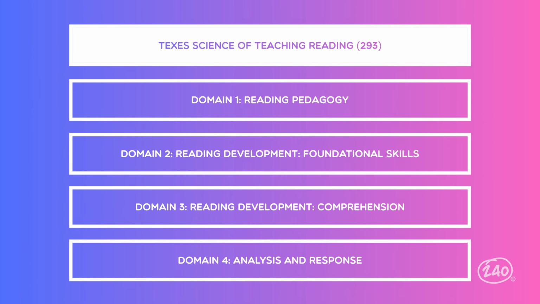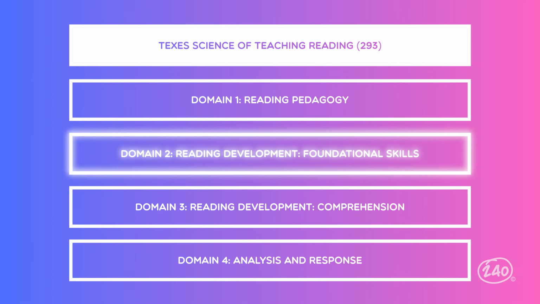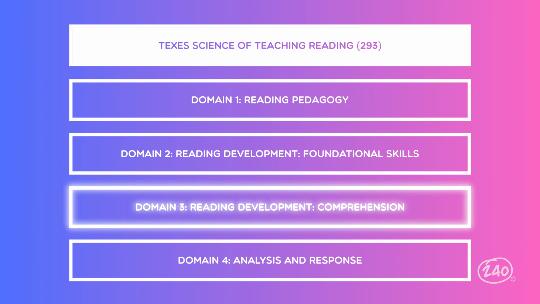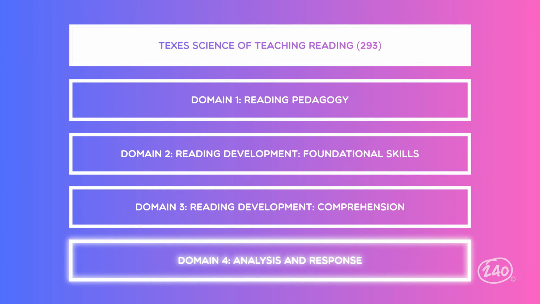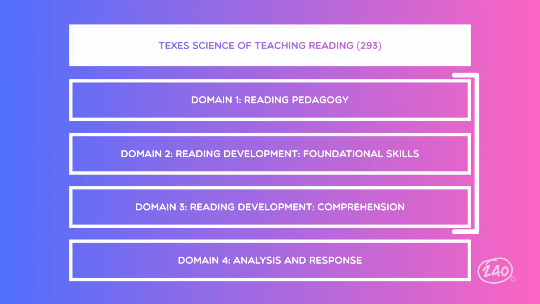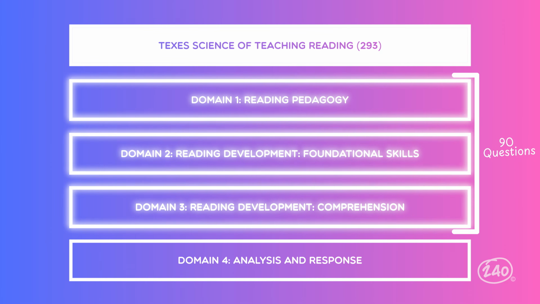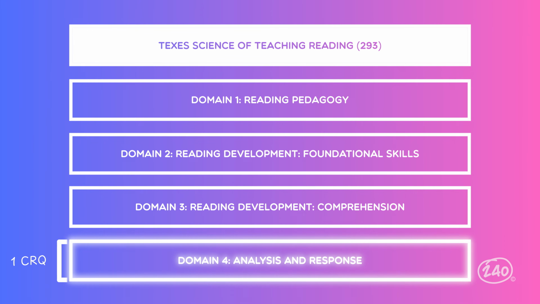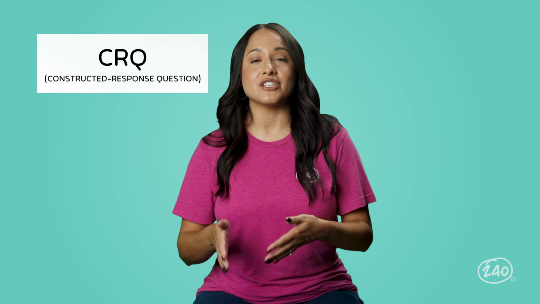Now, the STR consists of 4 domains: reading pedagogy, reading development foundational skills, reading development comprehension, and analysis and response. Each domain has competencies with descriptive statements listed under it. The STR includes 90 selected response questions, which come from the first 3 domains, and 1 constructed response question, which comes from the last domain. A constructed response is like an essay, and we'll call it a CRQ, constructed response question for short.